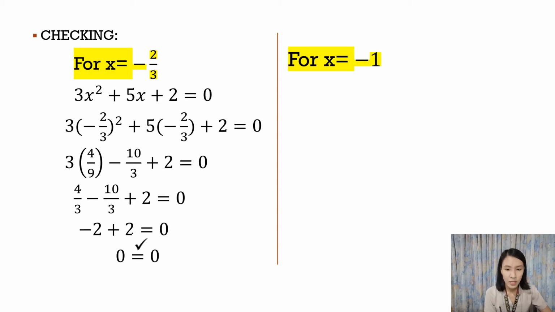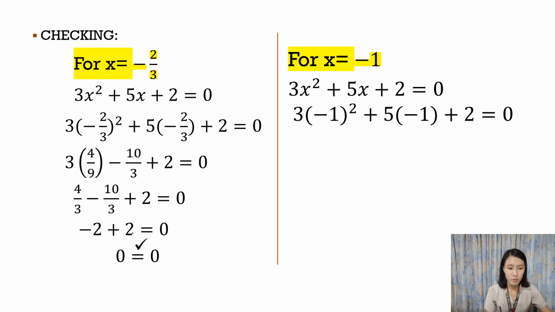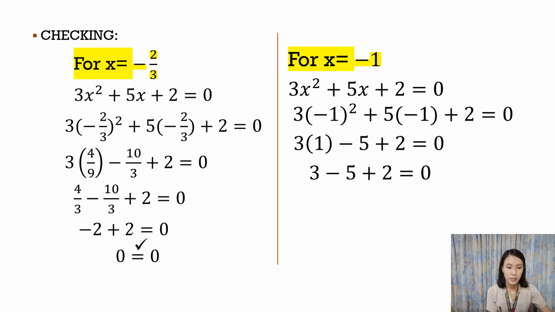So let us have checking for x is equal to negative 1. Substitute negative 1 into the given equation 3x squared plus 5x plus 2 is equal to 0. Now perform the indicated operations. We will now have 3 times 1 minus 5 plus 2 is equal to 0. 3 minus 5 plus 2 is equal to 0. Negative 2 plus 2 is equal to 0. 0 is equal to 0. Therefore, our answer is correct.